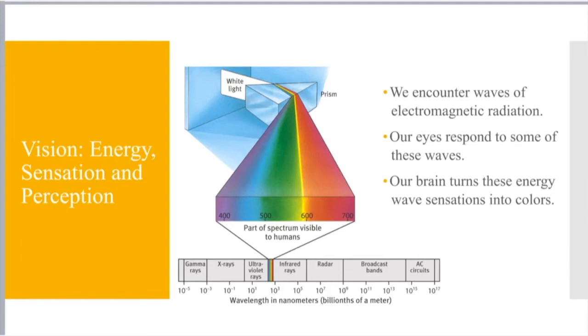So if you look at this image here, I'm sure in science at some point in your lives you've seen these different types of waves, gamma rays, X-rays, all the way up to AC circuits. Our eyes are able to see the light waves from just a very minute part of this continuum. And our brain is able to turn these energy wave sensations into colors. So basically, this is how we see in color vision, right?